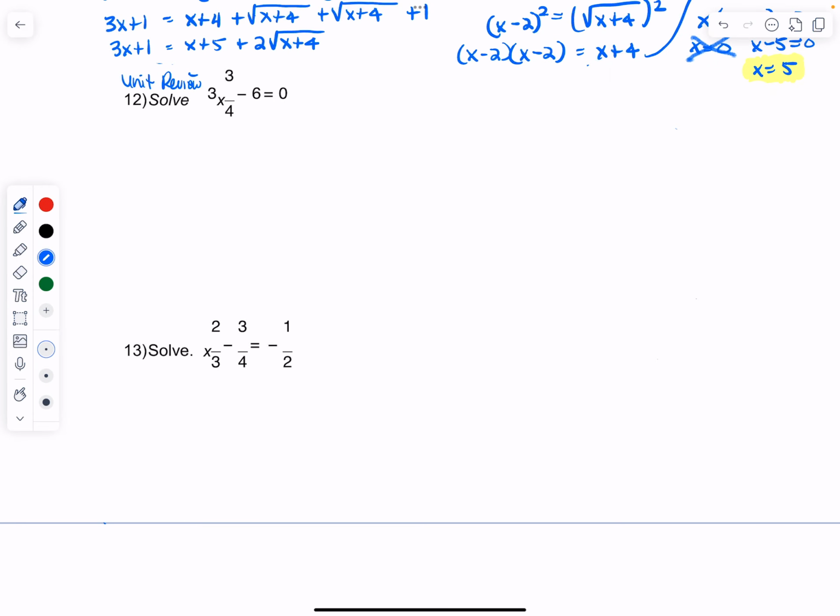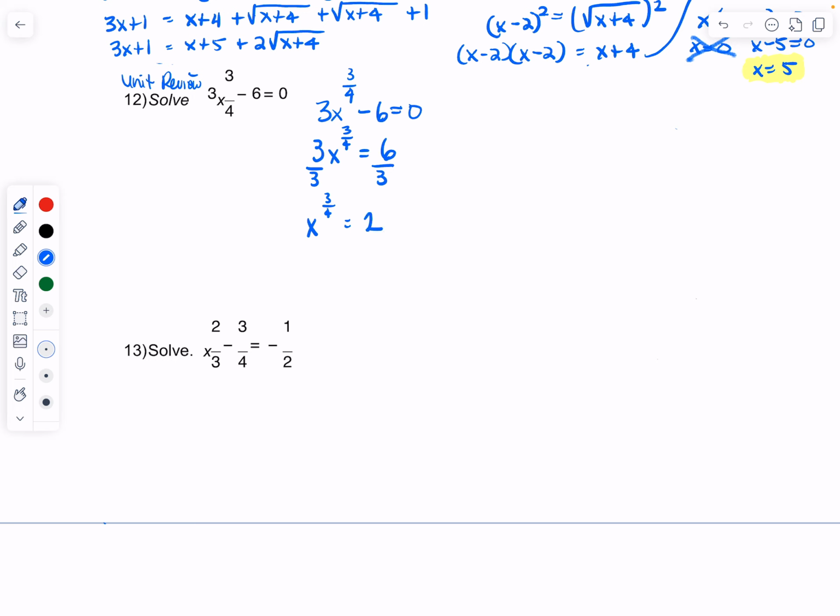All right, this is question number 12 of the unit review number 1, the one for extra practice. And we have 3x raised to the 3/4 power minus 6 equals 0. So anything raised to a fraction, you want to isolate the x. So what I'm going to do is add 6 to the other side. And now I'm going to divide both sides by 3. So I get x to the 3/4 equals 6 divided by 3, which is 2.